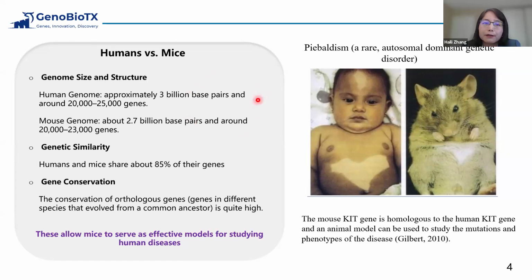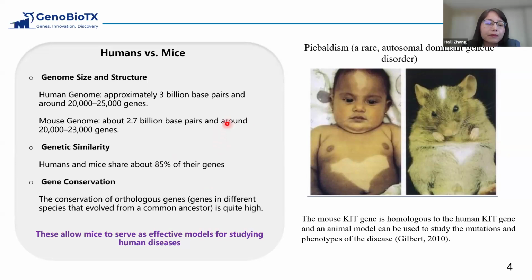Here are some similarities between these two species. The overall gene count is almost identical, around 20 to 25,000 genes. And also humans and mice share about 85% of their genes. And the conservation of homologous genes is quite high. For instance, many genes involved in immune response, nervous system function, and metabolism are highly conserved.